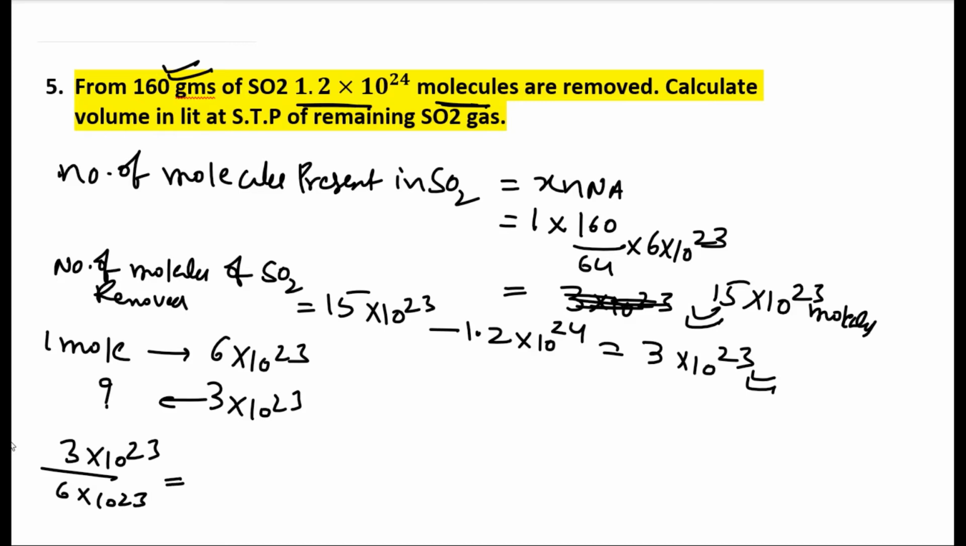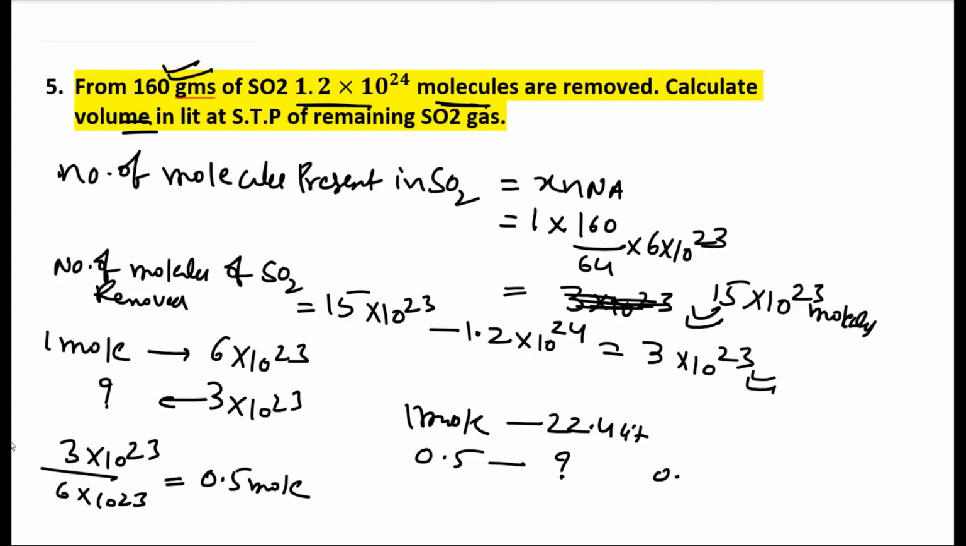Then here you have to calculate volume. So very easy. As usual, 1 mole means 22.4 liters. 0.5 mole means how much? 0.5 into 22.4 liters, then you are getting 11.2 liters. This is our answer. So very simple problem. I hope it is clear and not a so tough problem.